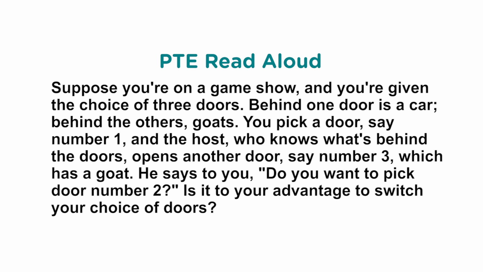Suppose you're on a game show and you're given the choice of 3 doors. Behind one door is a car. Behind the others, goats. Goats? That's a bit weird. You pick a door, say number 1, and the host, who knows what's behind the doors, opens another door, say number 3, which has a goat. He says to you, do you want to pick door number 2? What? What is this about? Is it to your advantage to switch your choice of doors?